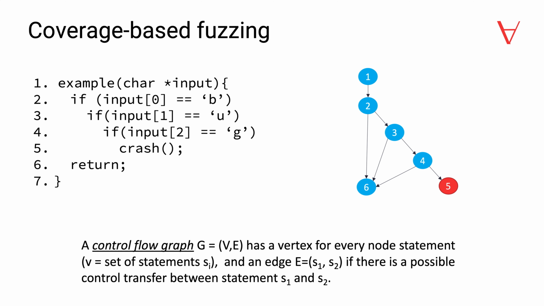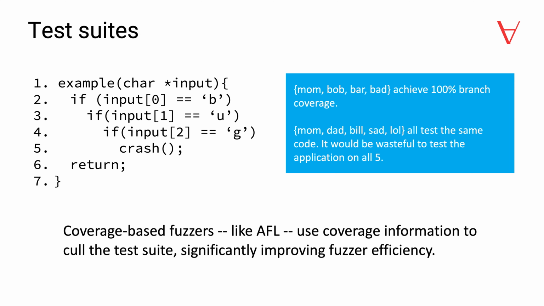So the idea in coverage-based fuzzing is we want to create a test suite that has coverage. If we think of this example, the test suite mom, Bob, bar, and bad achieves 100% branch coverage. If we think of this as a graph where we have a true and false branch, you're exercising each true and false branch with that test suite. On the other hand, if you have a test set mom, dad, Bill, sad, lol, all test the same code. You're not increasing coverage, and so it would be wasteful to test the application on all 5.